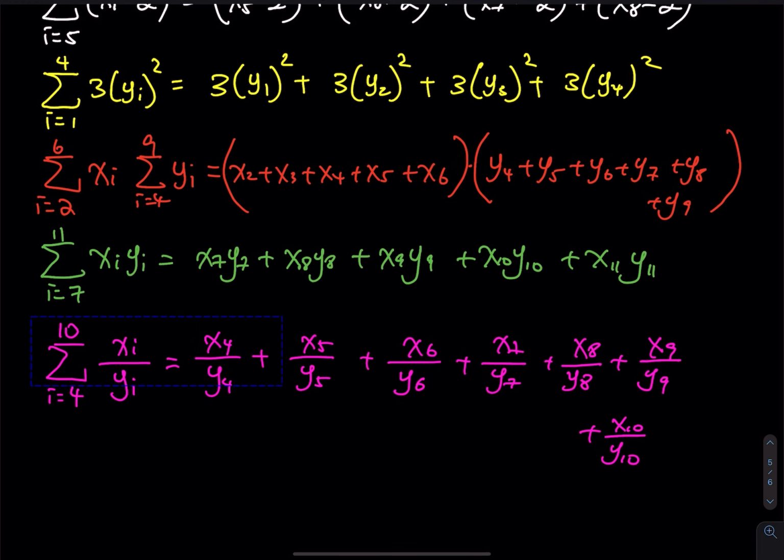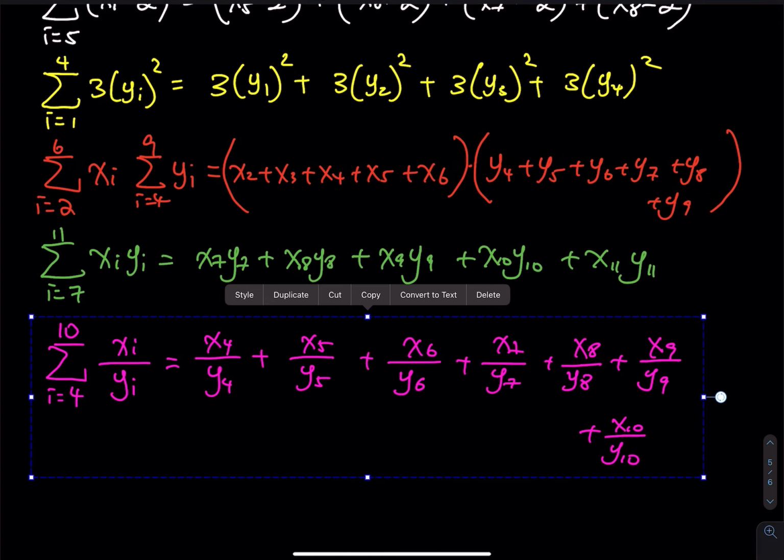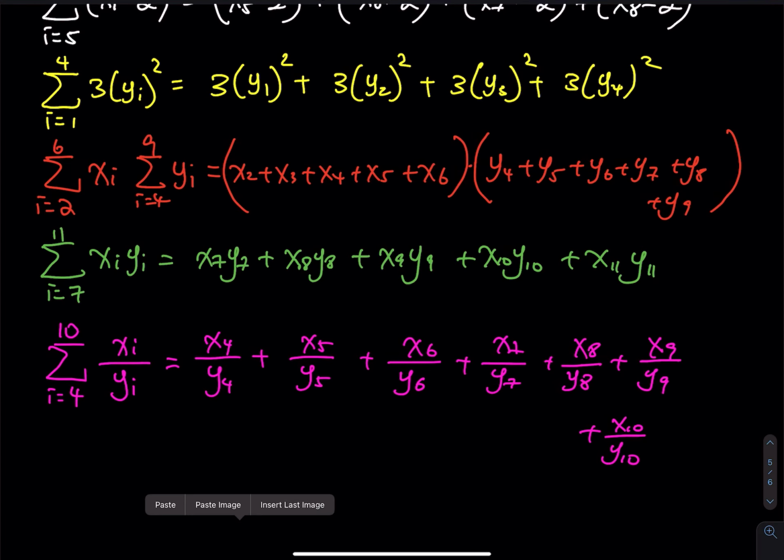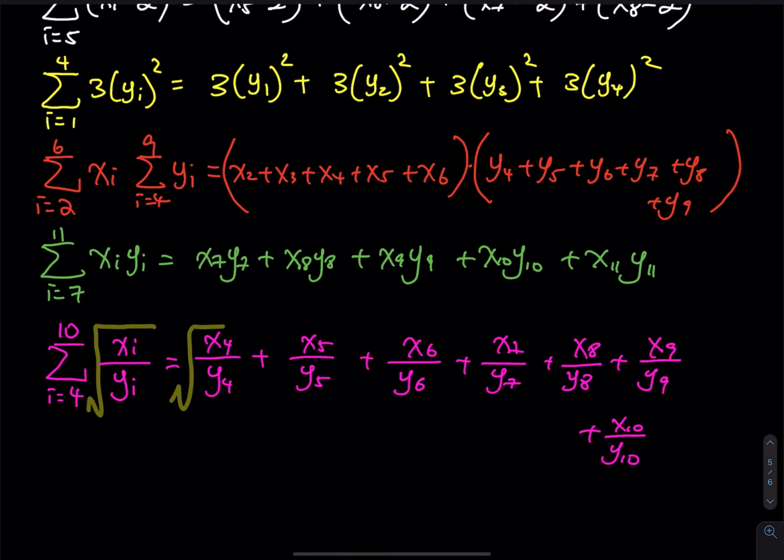Okay, so here, let me just copy this really quick. I'm going to copy this, and then let's make some modification. Let's say I want to take the square root of the whole thing. So how do you change the other side? That means you have to take a square root for every one of them, right? Okay, so that is the first what if.